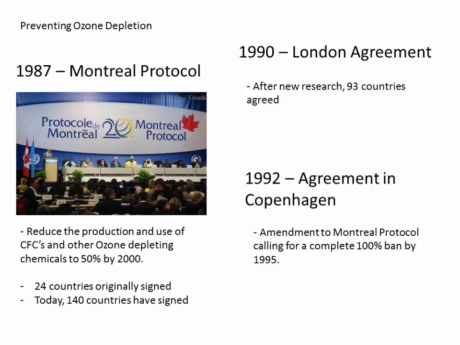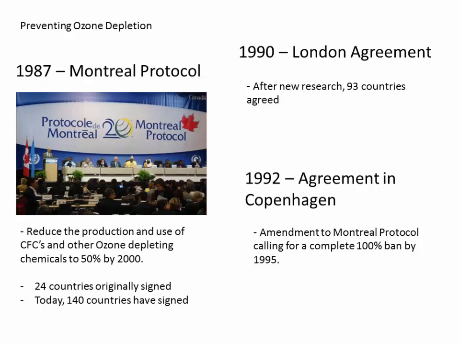If you notice, they re-met 3 years later in 1990 in London. Okay, there was new research that came out. I showed you some of those images of the ozone hole growing and growing, and it really accelerated the need for more countries to get involved. So 93 countries in 1990 met in London to sign into the Montreal Protocol, all right, and reduce the use and manufacture of CFCs and other ozone-depleting chemicals to 50% by 2000.